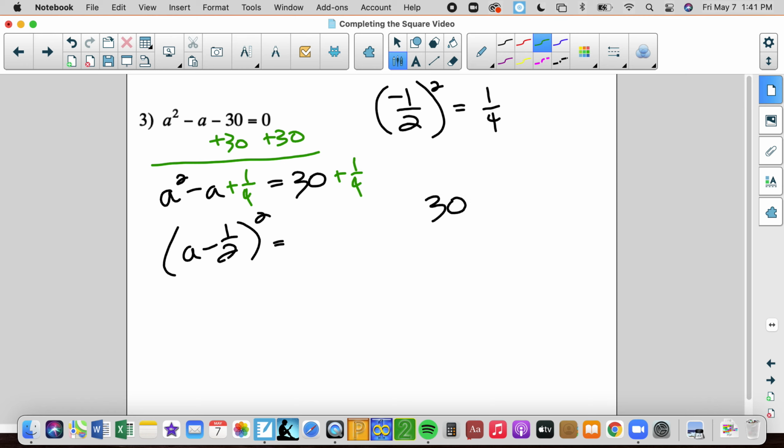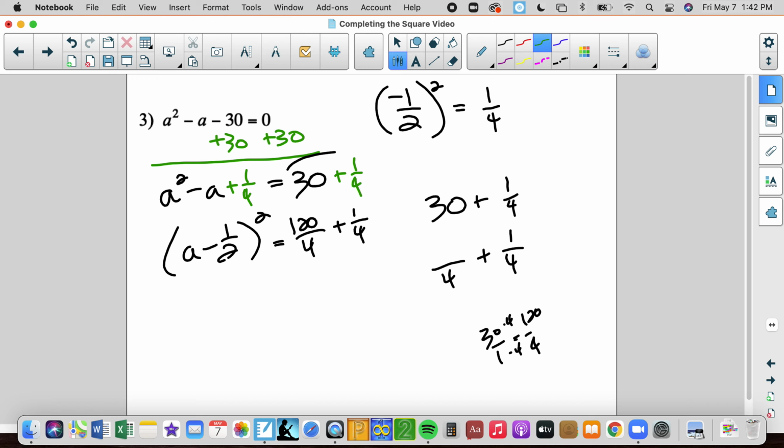So 30 plus 1/4. Well, I got to turn 30 into fourths. So 30 over 1 equals how many fourths? 120 fourths. So I got 120 fourths plus 1/4. I don't want to keep it as a mixed number. It's going to make it hard when I have to take the square root. So that's why I didn't make it 30 and 1/4. Right? So I just didn't combine that whole number in the fraction, because I need to have it be an improper fraction, or at least a fraction. So that gives me a minus 1/2 quantity squared equals 121 over 4.